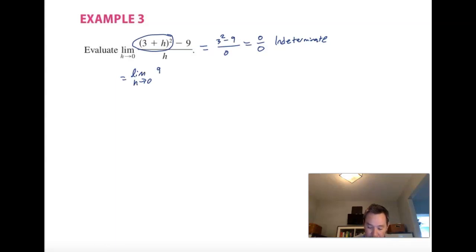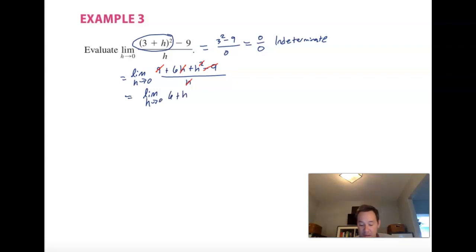And when we FOIL that out, that's going to be 9 plus 6h plus h squared minus 9 over h. Notice the 9's now cancel out, and we're just left with 6h plus h squared over h. Then we can divide an h out of everything, and we have this limit, the limit as h goes to 0 of 6 plus h.